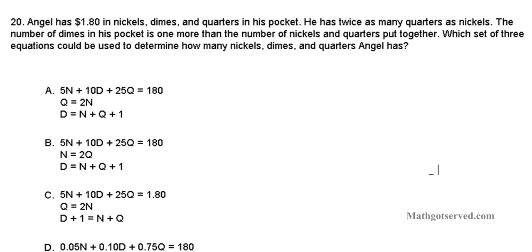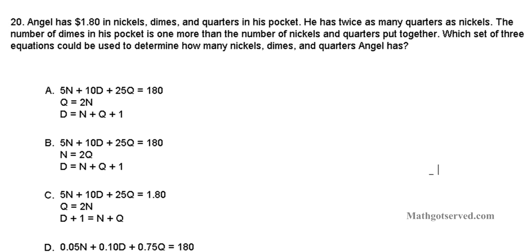Okay? All right, let's take a look at the last one. Question 20. It says, Angel has $1.80 in nickels, dimes, and quarters in his pocket. He has twice as many quarters as nickels. The number of dimes in his pocket is one more than the number of nickels and the quarters put together. Which set of equations could be used to determine how many nickels, dimes, and quarters Angel has?